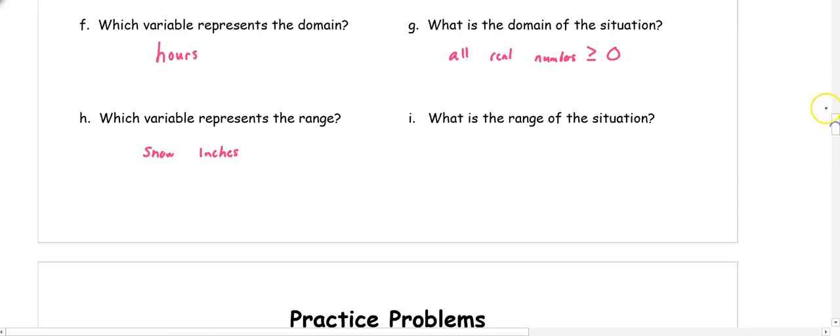And since we are continuous with our domain of using all real numbers, our range is the same thing. All real numbers greater than or equal to the number we start at, which in this case was 3, because there's already 3 inches of snow on the ground.